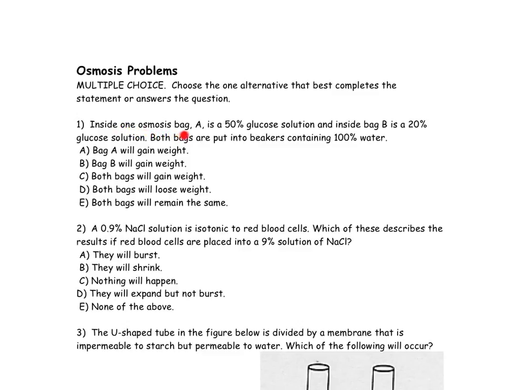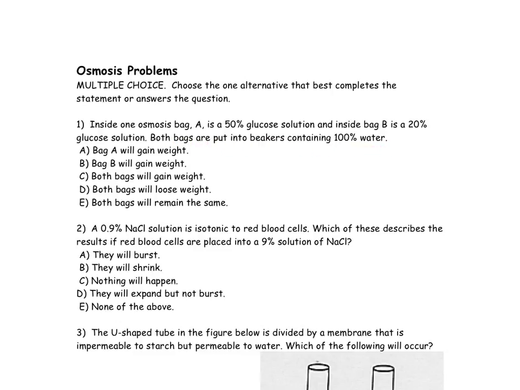Inside one osmosis bag, osmosis bag A is a 50% glucose solution. So if it's a solution and it's 50% glucose, and we're talking about biology, the solvent is water. It could be something else in chemistry, but in biology, it's water. So 50% glucose means it's 50% water. Remember that. And bag B is 20% glucose solution. So then it says both bags are put into a container of 100% water.